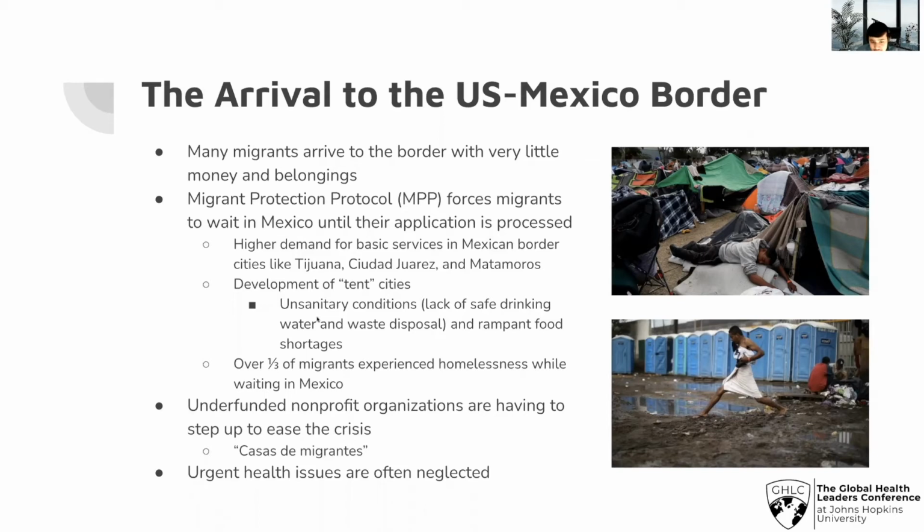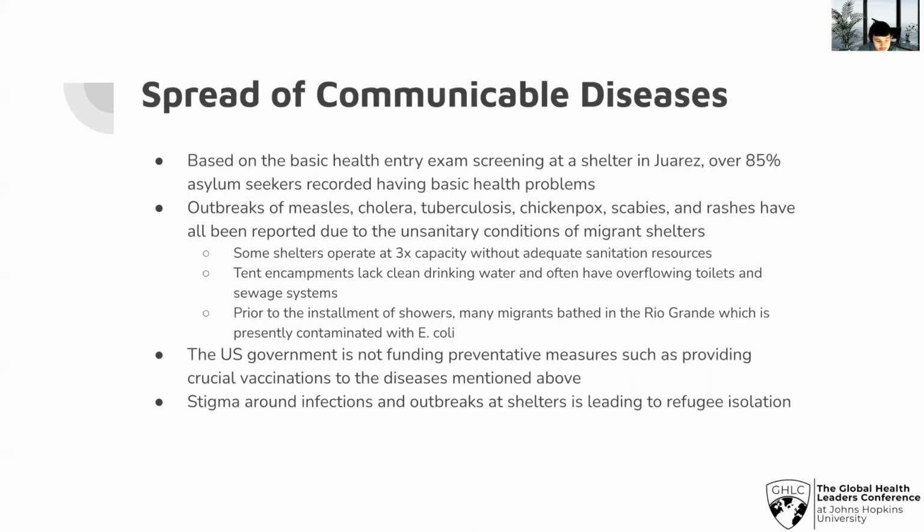Specifically, over 1/3 of migrants experience homelessness while they're waiting in Mexico for their court trial date. Additionally, underfunded nonprofit organizations are having to step up to ease the crisis. Casas de Migrantes are being formed, which provide basic services like security, food, water, and shelter to the migrants while they're waiting. And urgent health issues are often neglected, which is leading to many deaths in these spaces. The spread of communicable diseases is also another concern with migration at the border. There have been basic health entry exams, but many of the results are alarming.